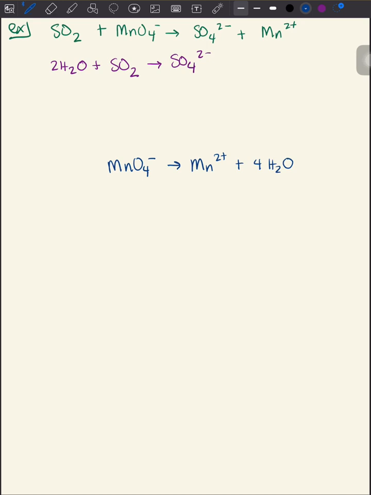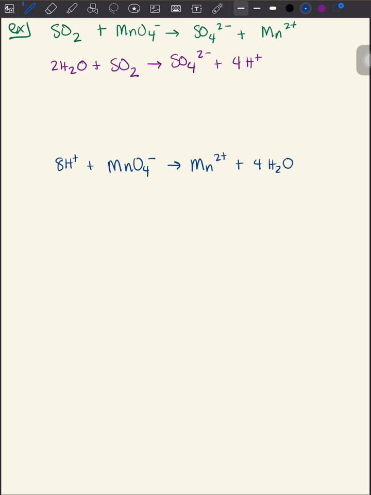The next thing I'm going to do is balance my hydrogen. So I have 4 hydrogen on my reactant side for my reaction with sulfur, so that means I'm going to add 4 H+. In my manganese reaction, I have 8 hydrogen, so that means I'm going to add 8 H+. So now I have balanced my oxygens, I've balanced my hydrogens.